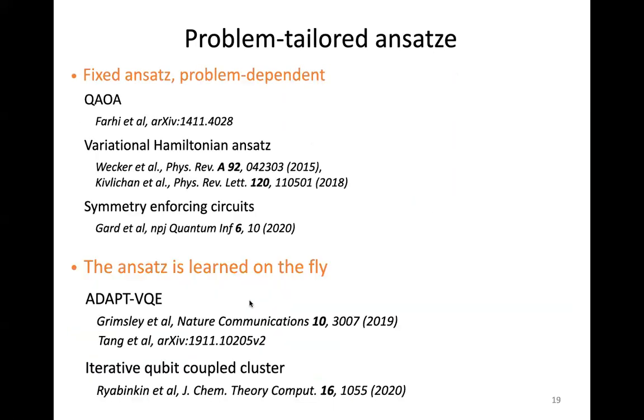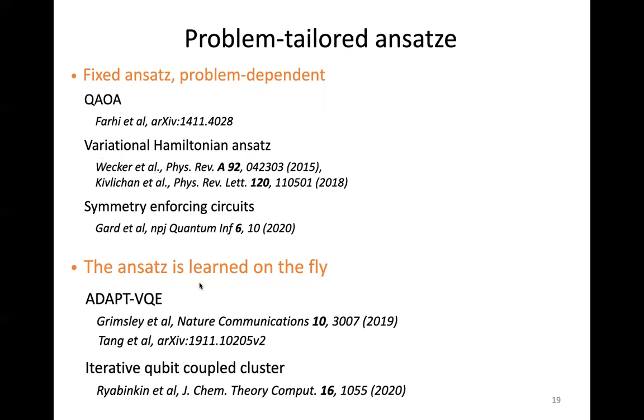Another idea would be to use problem tailored ansatz, which actually care about which problem we are trying to solve. So they don't use the same ansatz for every problem, but actually try to get some knowledge, some information from the problem. And the most famous ansatz like this are QAOA and the variational Hamiltonian ansatz.